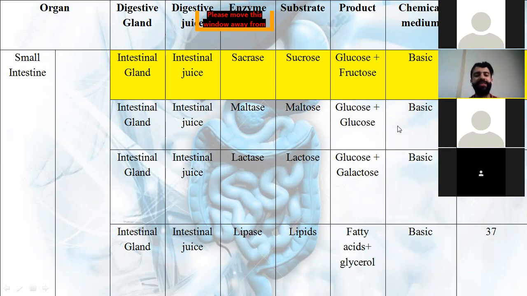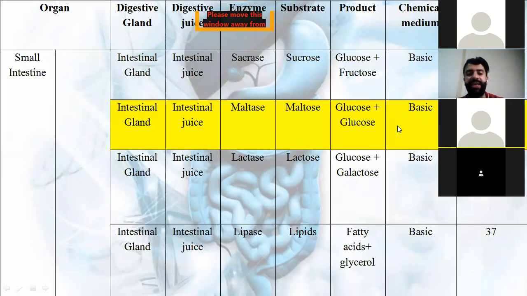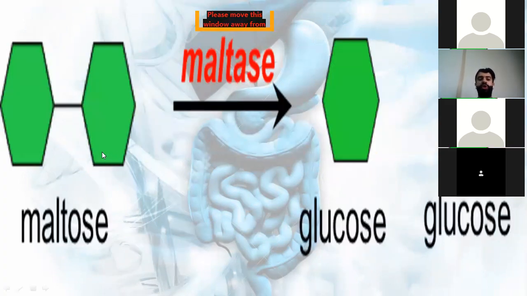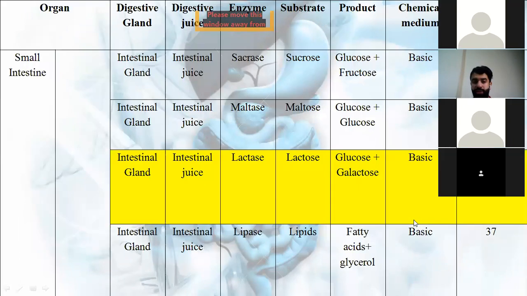The second enzyme, at the level of the intestinal gland, in the intestinal juice, is maltase. It works on what? On maltose, to give what? Glucose and glucose. The medium is basic and the temperature is 37 degrees Celsius. So from their names: sucrase, sucrose; maltase, it works on maltose. Now let's move to the intestinal gland. Here the maltase works on maltose to give glucose and glucose.